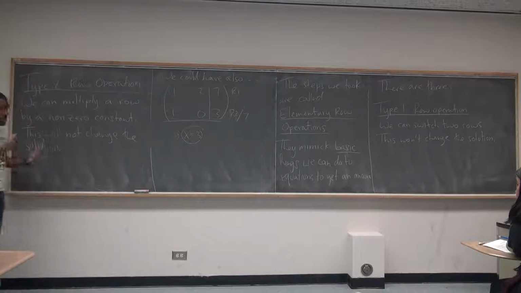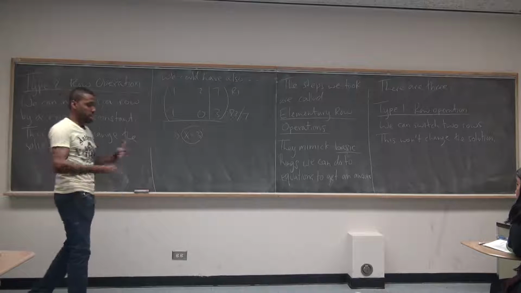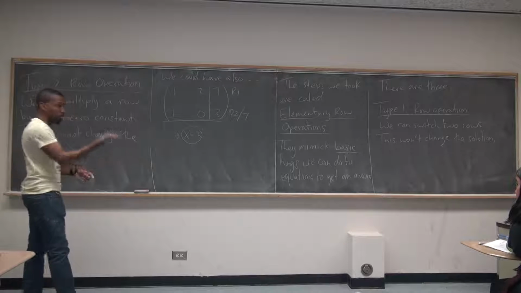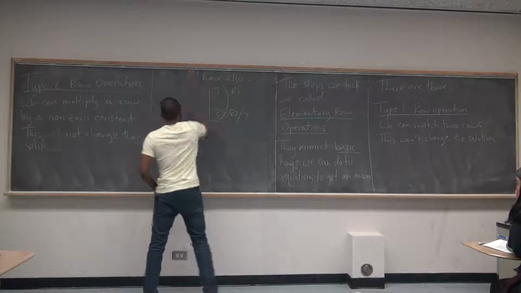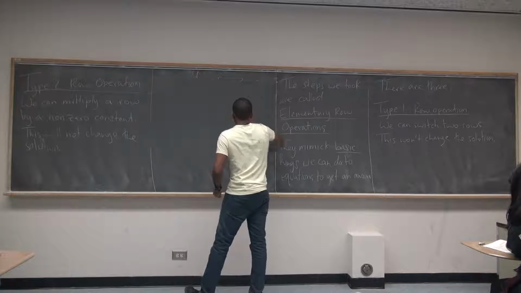Right? So one basic thing I can do with rows in an augmented matrix, I can switch them around, and I can multiply any row I want by a non-zero constant. It won't change my answers, but it gets things to a more convenient one.